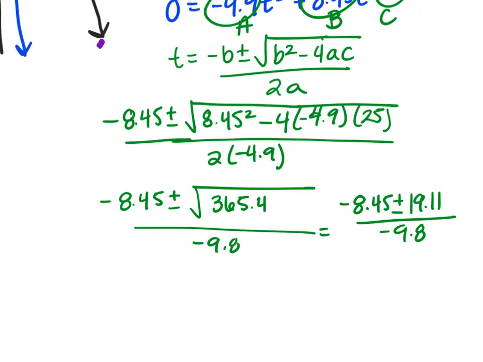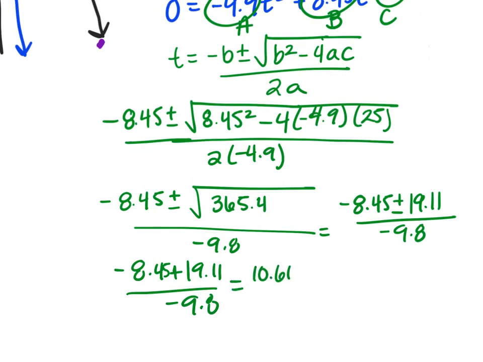Let's keep going. So the first time you work this out is going to be negative 8.45 plus 19.11 divided by negative 9.8. That is going to equal 10.66 on the top divided by negative 9.8, and that equals a negative 1.1.